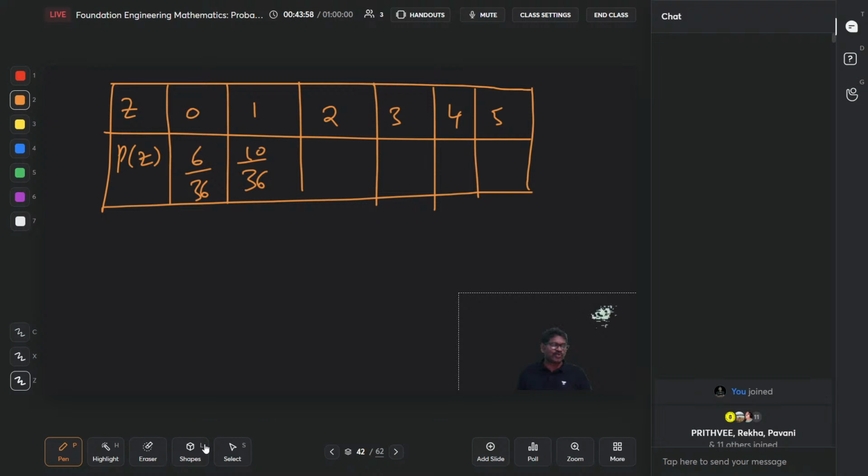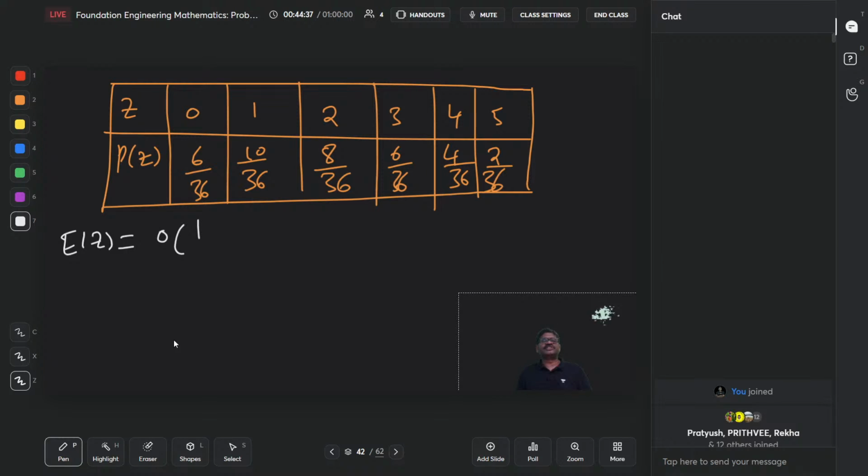Next, the difference is 2. In how many cases? 1,3, 2,4, 3,5, 4,6. 4 cases. Reverse way 4 cases. Total 8. The difference is 3 in 3 cases: 1,4, 2,5, 3,6. Reverse way 3 cases. Total 6. Now the difference is 4: 4 cases. The difference is 5 only in 2 cases. Now we have to calculate the expectation of Z.